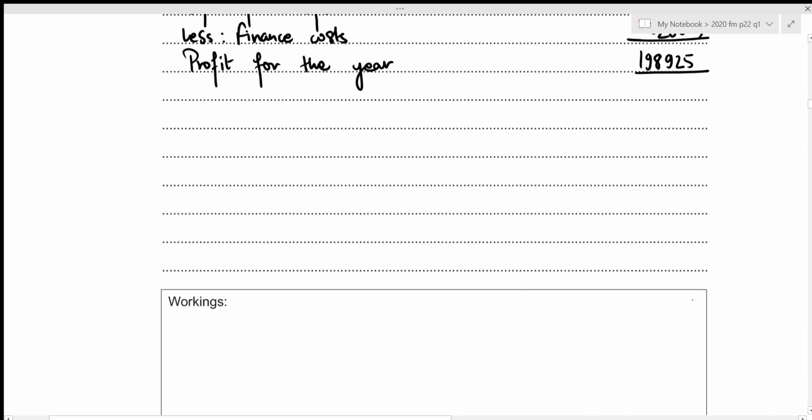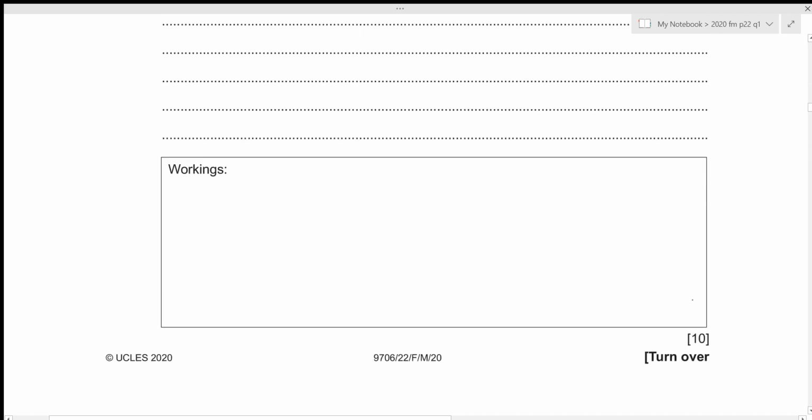We can now move towards the second one. Okay, we were given the working section right here. So instead of scribbling all over the question paper in order to figure out the values, you should be showing all of your workings in this particular box so that you get your markings correctly.